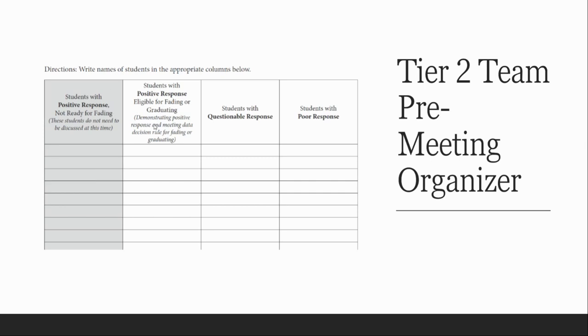Then in the second column, we're going to document those students that have a positive response and are eligible for fading or graduating. So those are students that are demonstrating that positive response and meeting decision rules, and they're ready to begin fading or graduating. And the team should have already had a process in place for what happens when those students are at that point where they're ready to be faded out of the intervention or graduated. The third column is going to document those students with questionable responses, and then the students with the poor response.